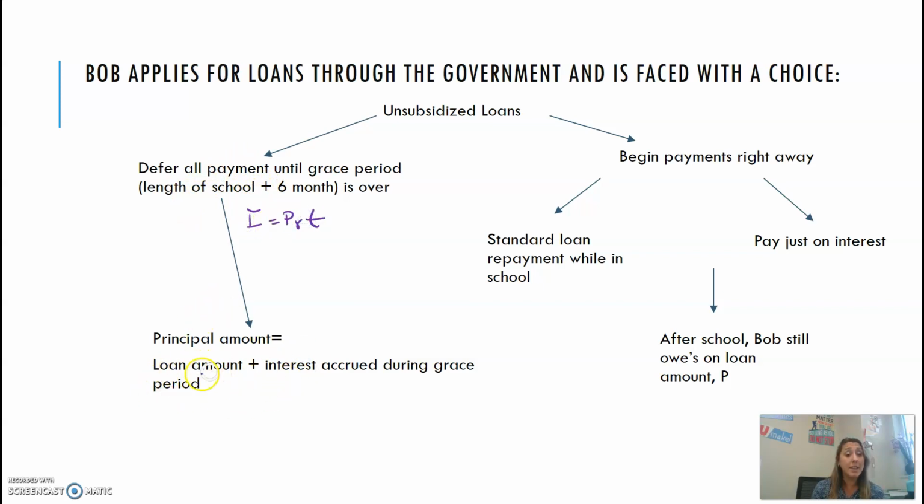Okay? The big thing is you're going to take the loan amount plus the interest accrued during the grace period. You have to add those things together, and that's going to equal a new principal amount. That new principal amount, that's what you're going to use in your monthly payment formula.